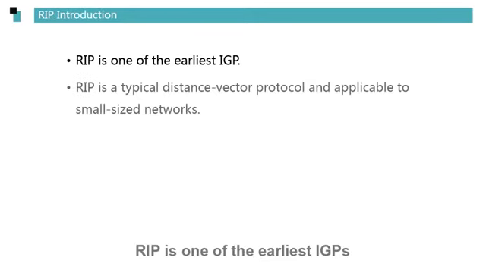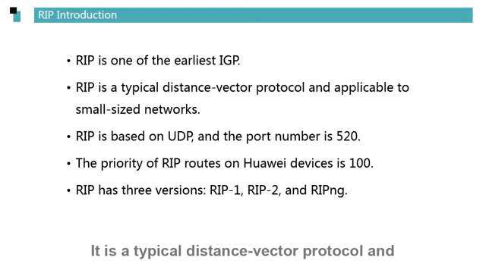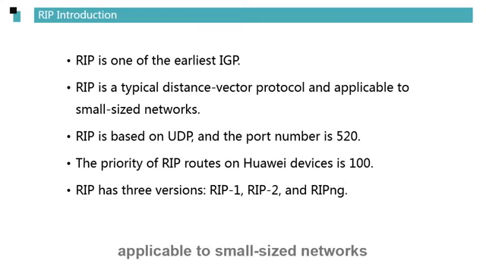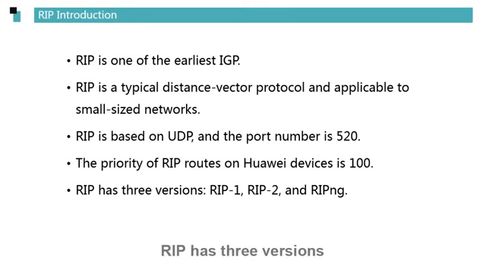RIP is one of the earliest IGPs. It is a typical distance vector protocol and applicable to small-sized networks. RIP is based on UDP, and the port number is 520. The priority of RIP routes on Huawei devices is 100. RIP has 3 versions: RIP 1, RIP 2, and RIP NG.